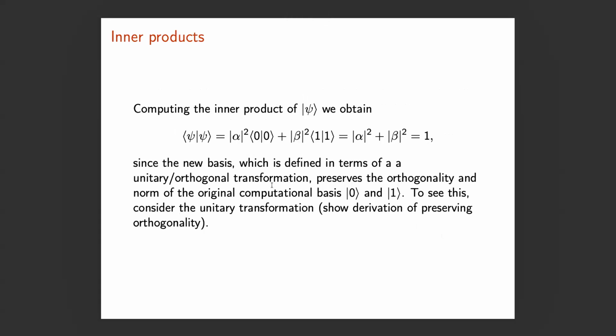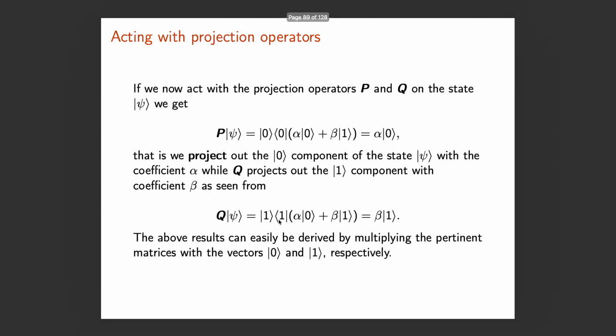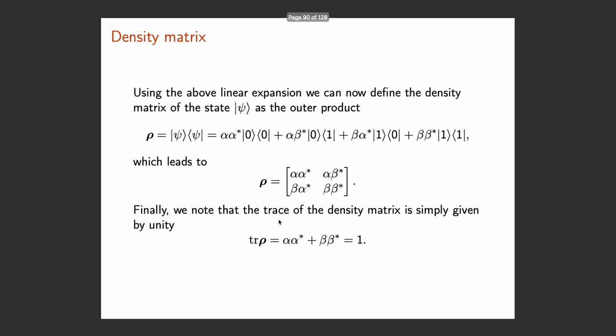And then you see that when you compute the inner products, you get 1. Since the new basis, which is defined in terms of a unitary orthogonal transformation, preserves the orthogonality and norm of the original computational basis. To see this, you just compute. I have an example on how you can show that unitarity is preserved. And you can see now, this is just what we did on the whiteboard here. So essentially what you see here is just a kind of summary of what we did on the whiteboard.